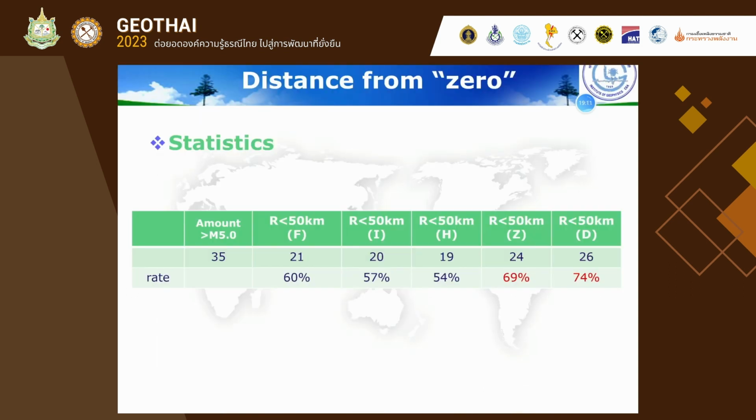We then do statistics to find how many earthquakes have this character. We collected 35 earthquakes with magnitude bigger than 5, and we can say for all the elements, half of the earthquakes are very near the zero, because the distance is less than 15 kilometers.